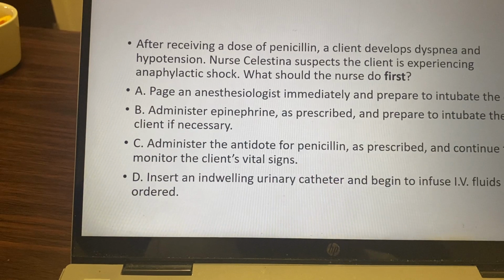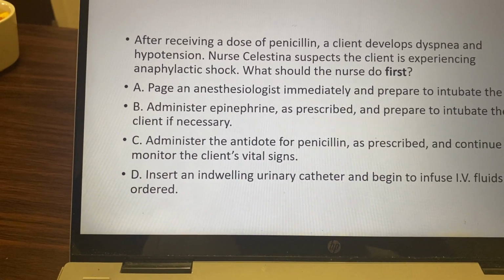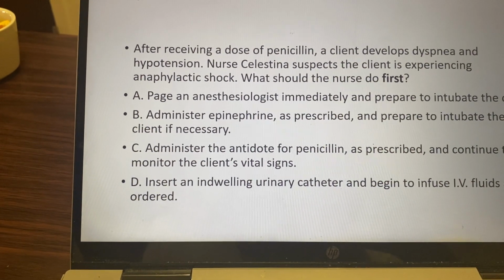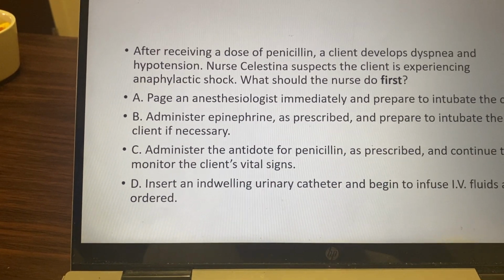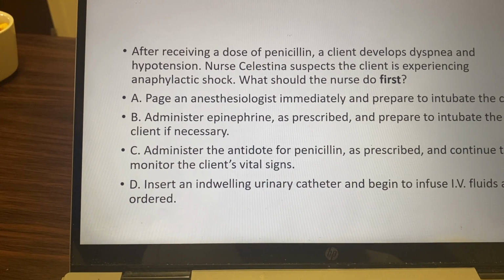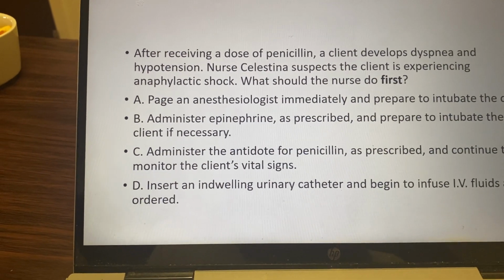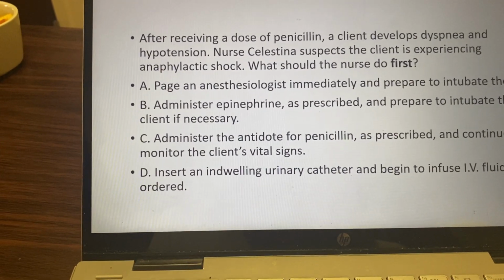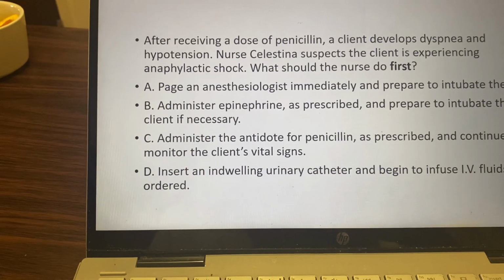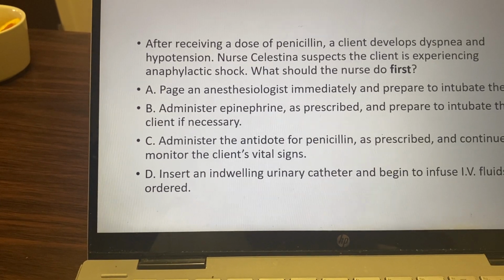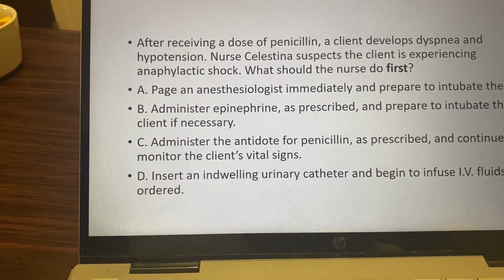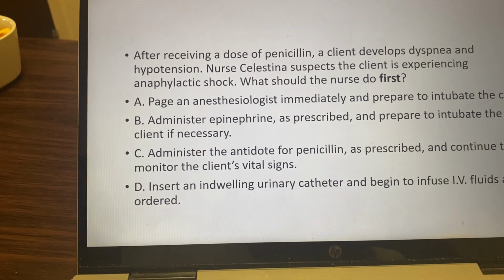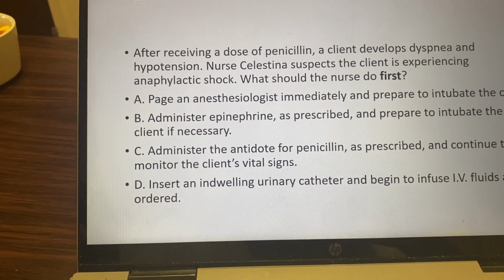A, do I page the anesthesiologist immediately and prepare to intubate the client? We're leaving the client. There's something you can do. When they say first, there's usually something you can do first. B, administer epinephrine as prescribed and prepare to intubate the client if necessary. Sounds good, because I know epinephrine is part of that fight-or-flight response. And it actually stimulates the lungs to bronchodilate, right? So that would be the opposite of dyspnea, because evidently there's some bronchoconstriction going on.